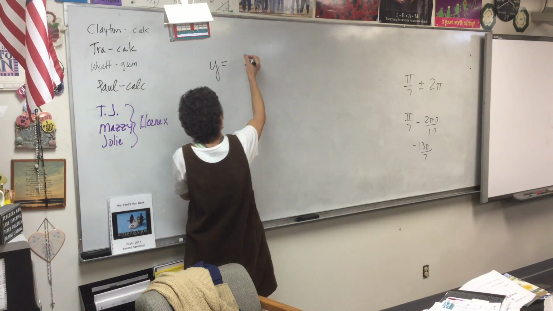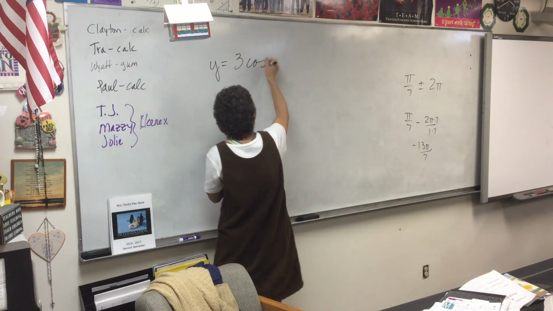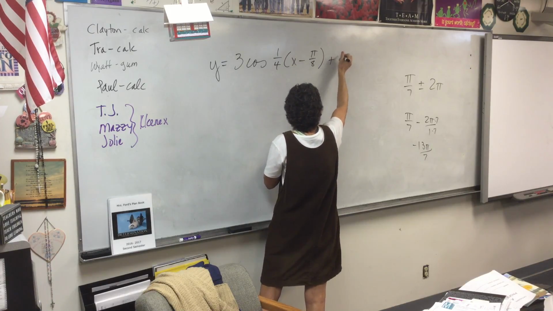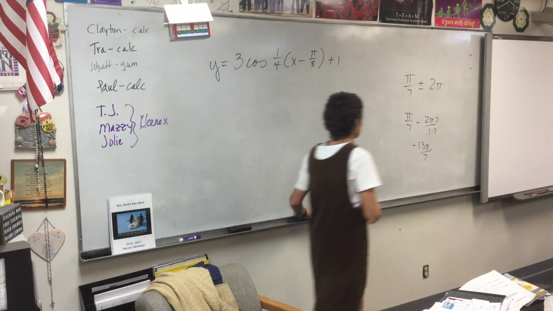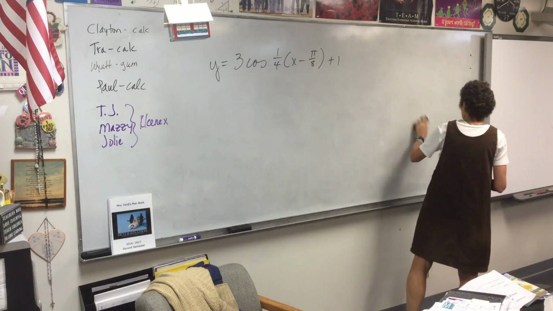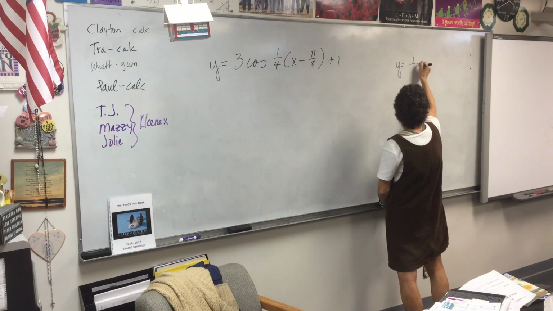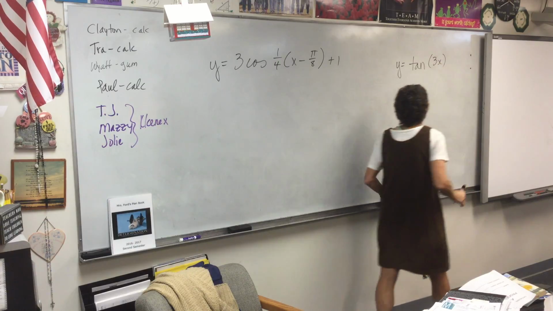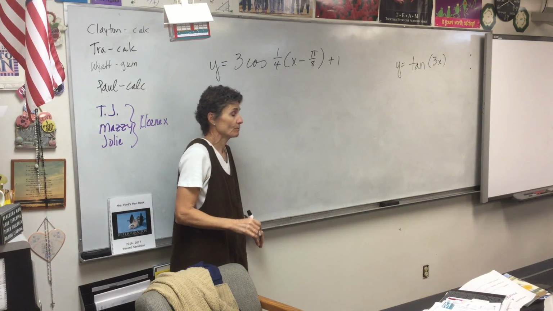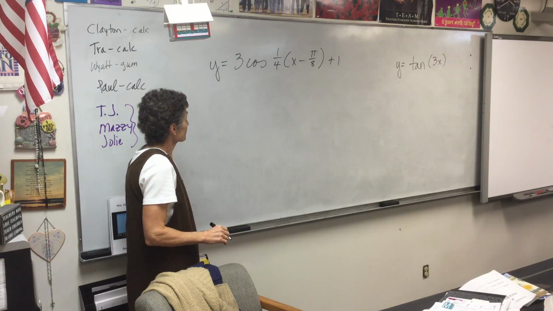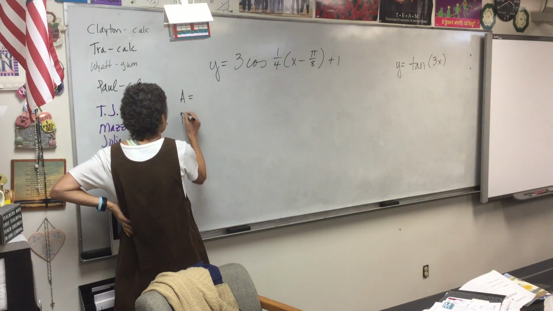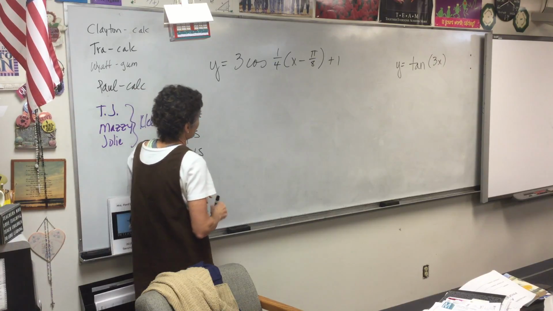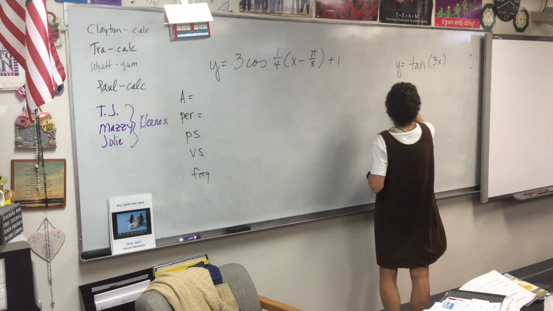Let's do a cosine. That will pretty much cover everything, and then we'll do a tangent. So we're gonna graph these two. Before we do that, let's list the amplitude, period, phase shift, vertical shift, and frequency for both of them. And then we'll sketch it.